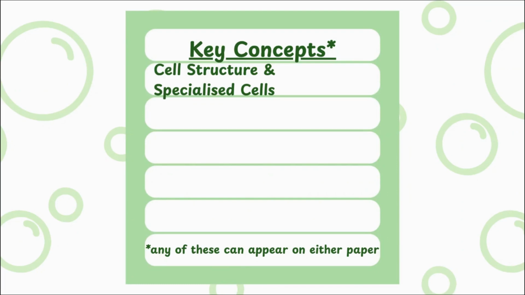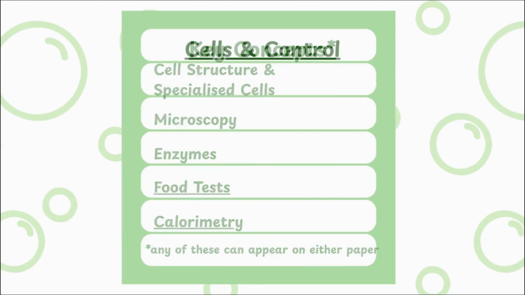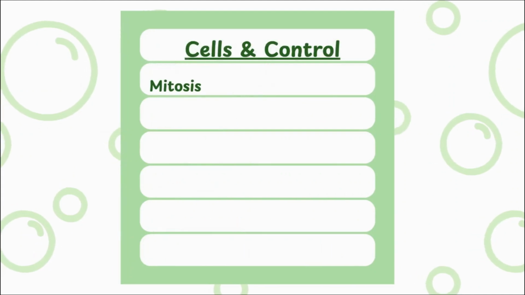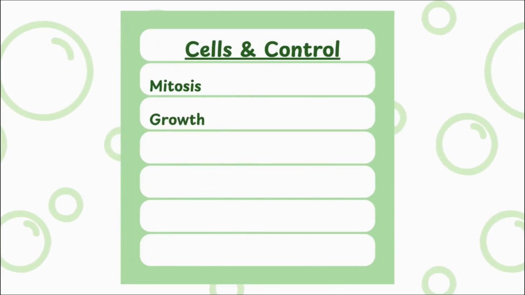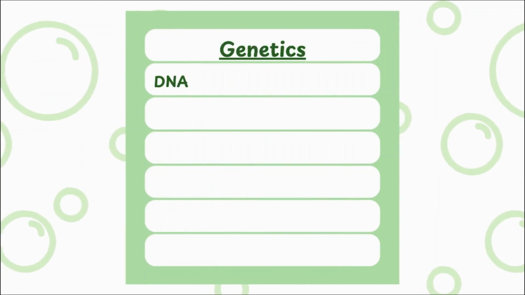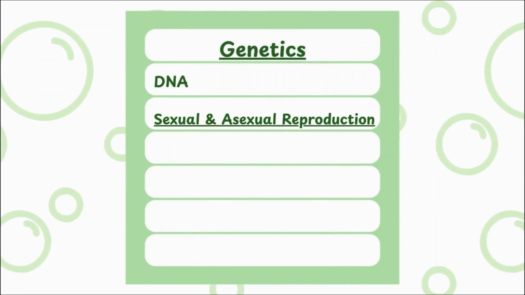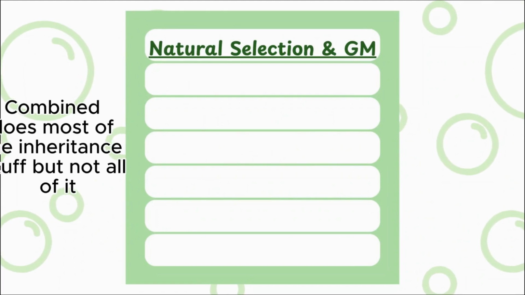So we have cell structure and specialized cells, microscopy, enzymes, food tests, and calorimetry. Then cells and control, we have mitosis, growth, the reflex arc, the brain and the eye. Then for genetics, we've got DNA, sexual and asexual reproduction, protein synthesis, inheritance. There is a bit of triple under inheritance, but not much. It's just because combined need to know it as well, which is why I haven't underlined it.